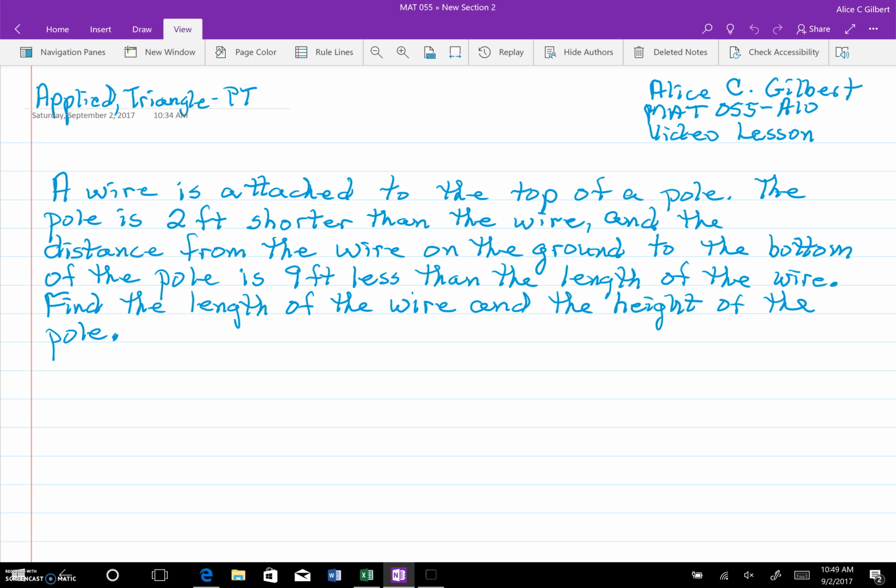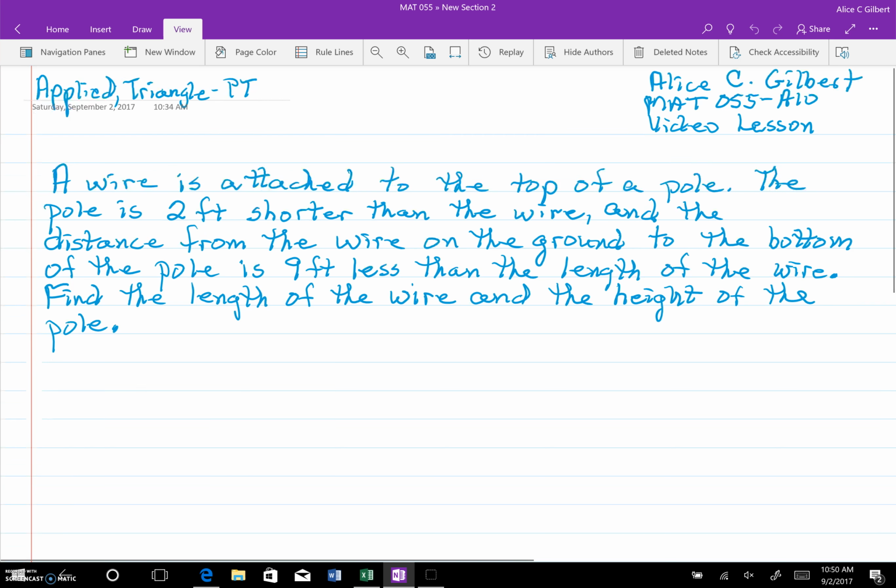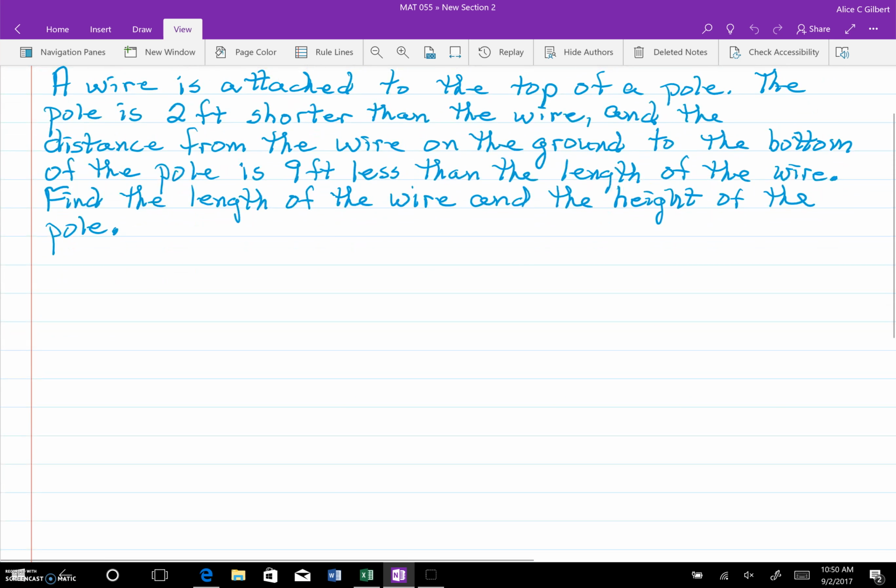So the first thing is, I've got this pole sticking up straight in the air like a flagpole, and from the top of it down to the ground is a wire that is stretched. Okay, and I need to find out how high the pole is, and I need to find out how long the wire is. That's all that's really going on here. This is our third example, so we're going to start by drawing a picture and assigning our variables.